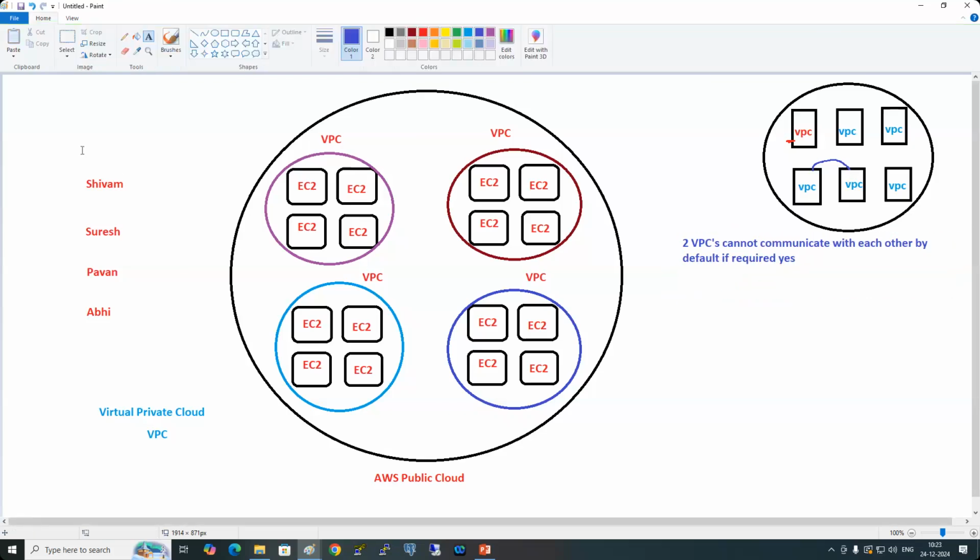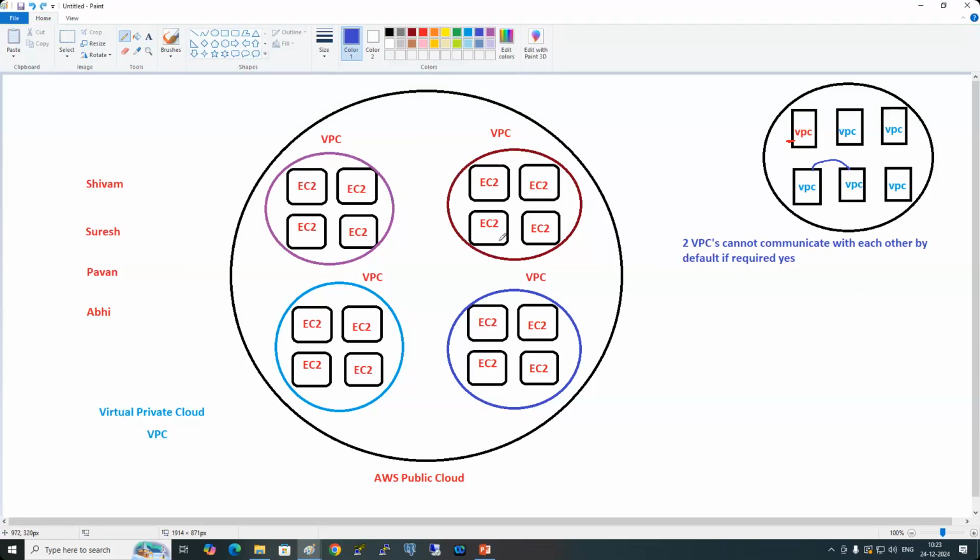Similarly here also, see, Shivam has launched an EC2 instance. It is his own VPC. Shivam and Suresh are both competitors. Suresh's VPC is this, Shivam's VPC is this. Can they communicate with each other? If required. By default, no. That is a certification question.